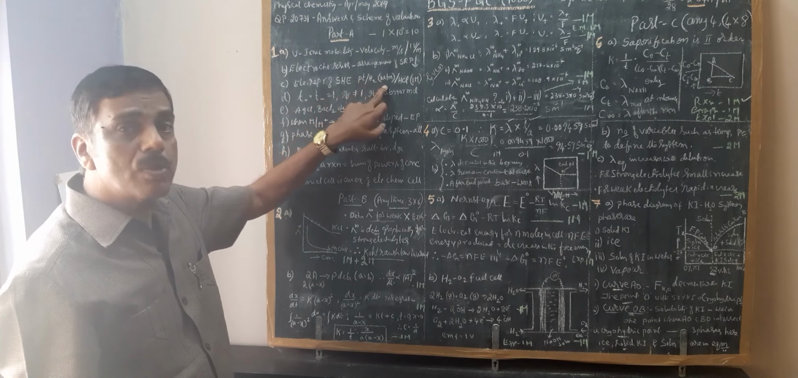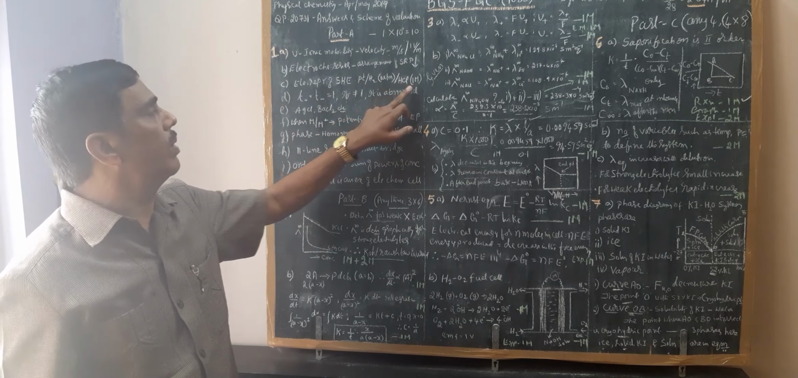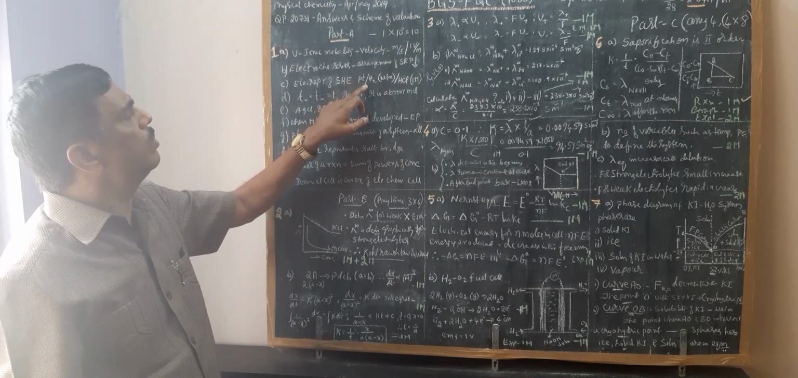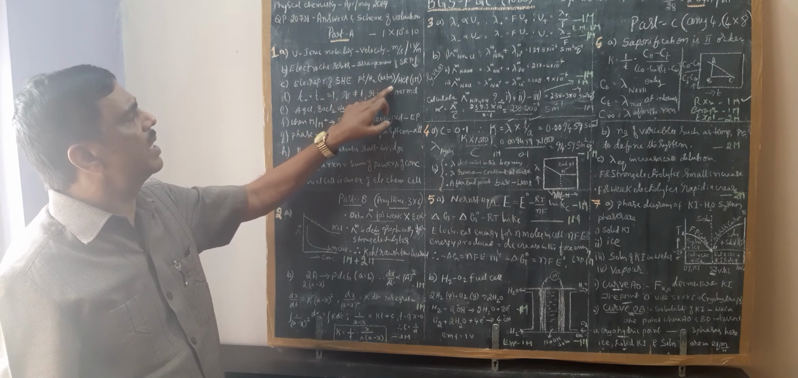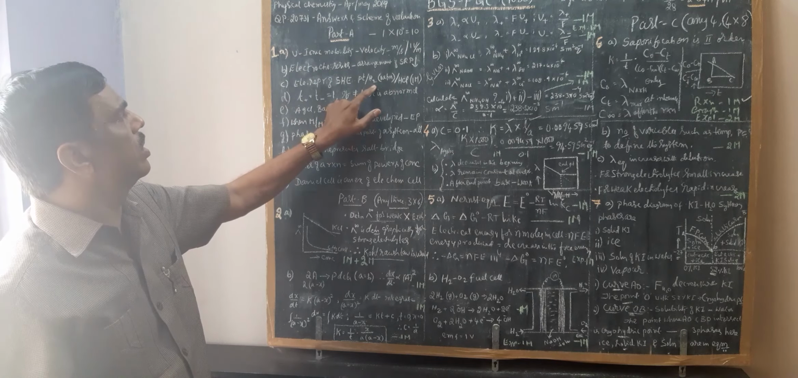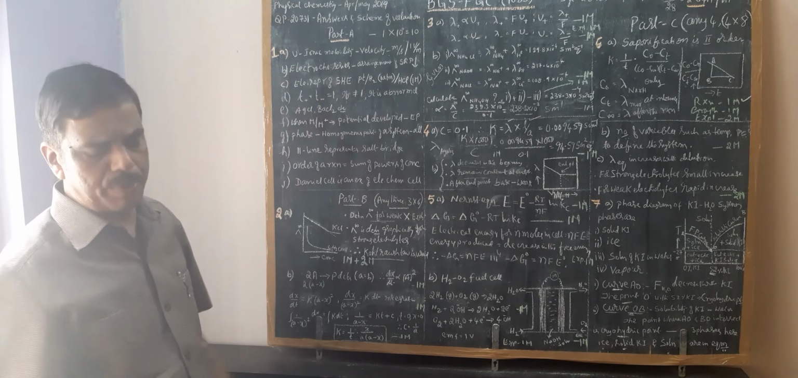1 atmosphere pressure and 1 molar, that is very, very important. Platinum is a conductor there. So, platinum slash hydrogen 1 atmosphere slash HCl 1 molar. If you write this much, you get 1 mark. This is the standard hydrogen electrode representation.